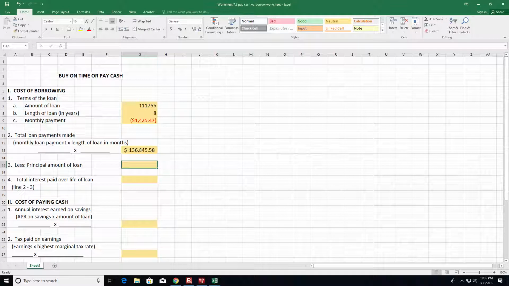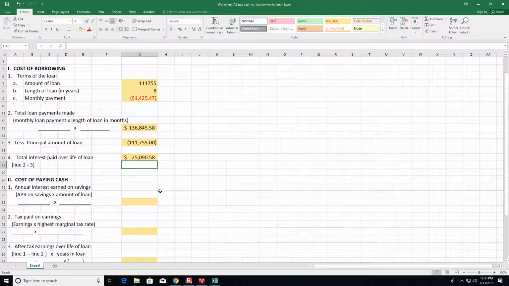What was the principal amount of the loan? This number up here, right? Therefore, how do I get the interest? It's just the difference of the two, right? I paid $25,090.58 over the life of the loan for my piece of land. So right there, it's got to appreciate at least that amount to make up for the interest I used to buy it. Right? Okay.